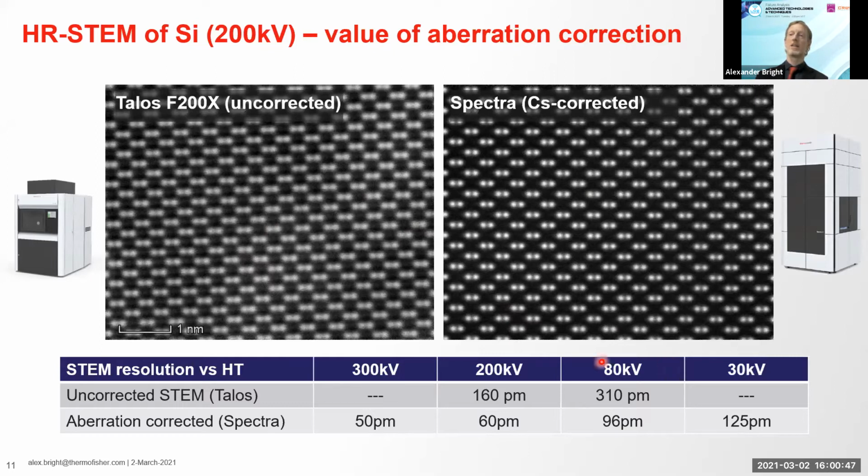You can see at 80 kV, for example, a big change in the spatial resolution. For the uncorrected system it is around 3 angstrom, and with a corrector we get less than 1 angstrom resolution. So it really makes a big difference to the resolution, especially at low kV.